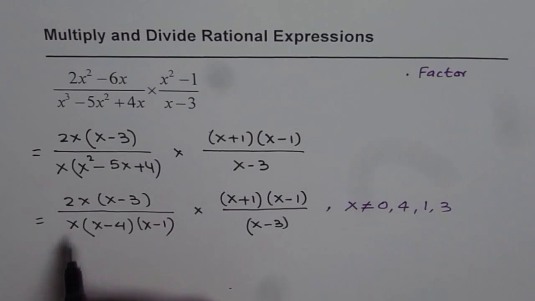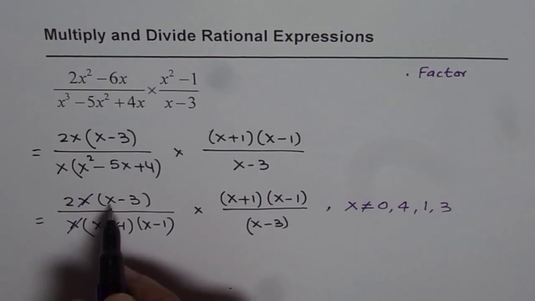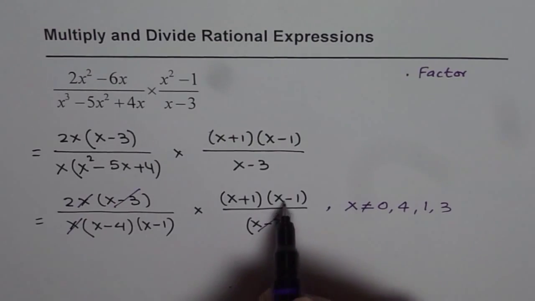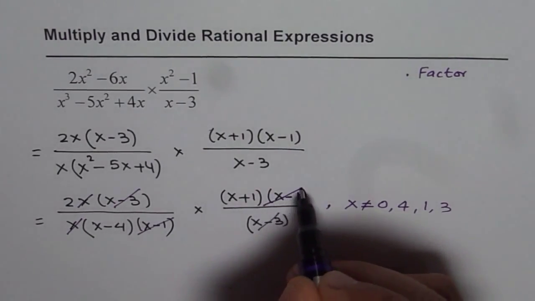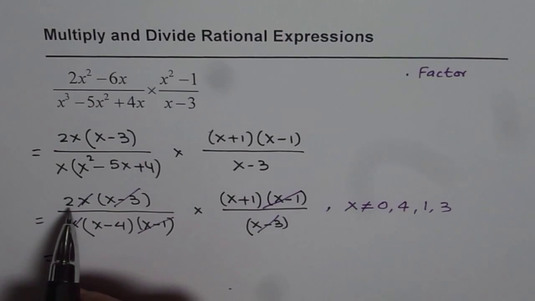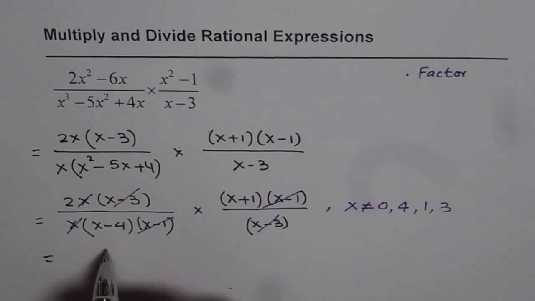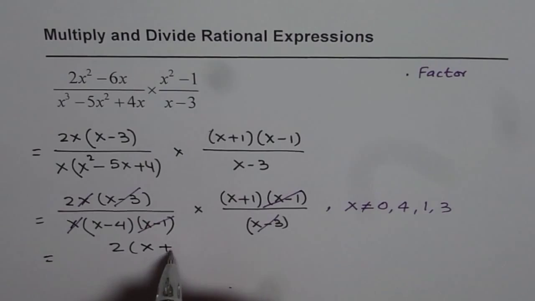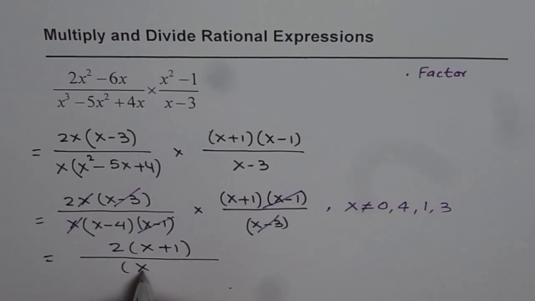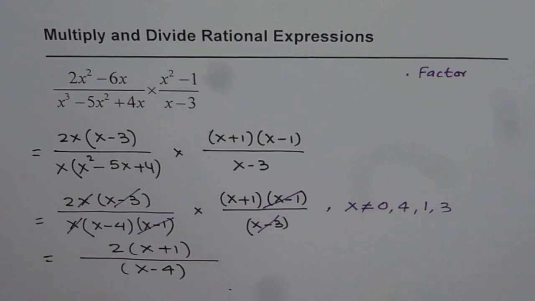Now let us look for common factors in numerator and denominator which could be cancelled. Starting from here, x and x, so we can cancel x, then x minus 3 and x minus 3 cancels out. We have x minus 1 and x minus 1 which will cancel out. Now once we cancel these common factors, we can write the simplified form. What we get is 2 times x plus 1 in the numerator, and the denominator is x minus 4. Correct?